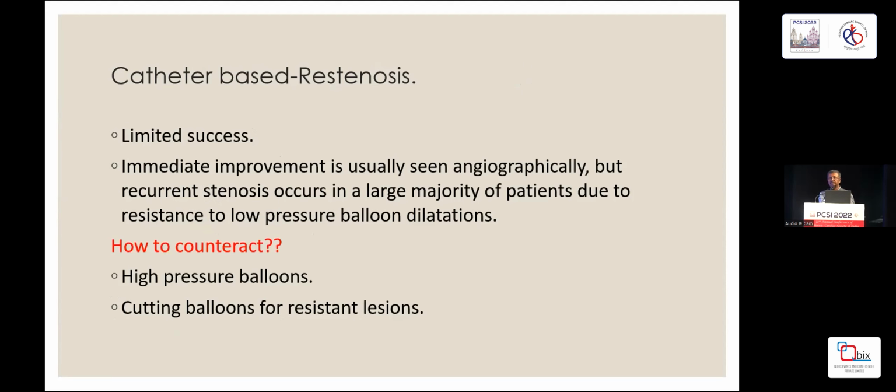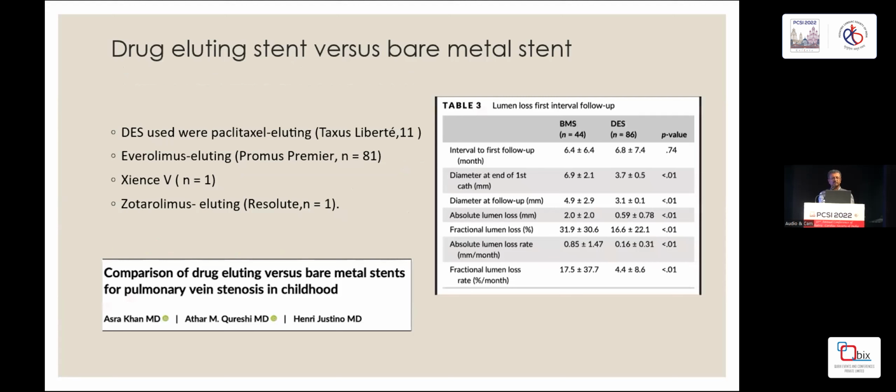We need to have the skill of transseptal puncture if there is no IAS. So there is limited success with catheter-based therapy. Immediate improvement is usually seen angiographically and clinically, and on the echo you also see a good result. But how long? How to counter that? High pressure balloons, our patients have come back. Cutting balloons for resistant lesions are an answer, but it's not very easy to speculate. This is not going to cause the restenosis.